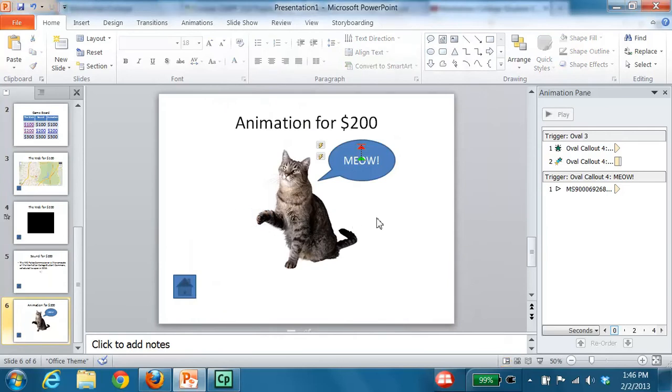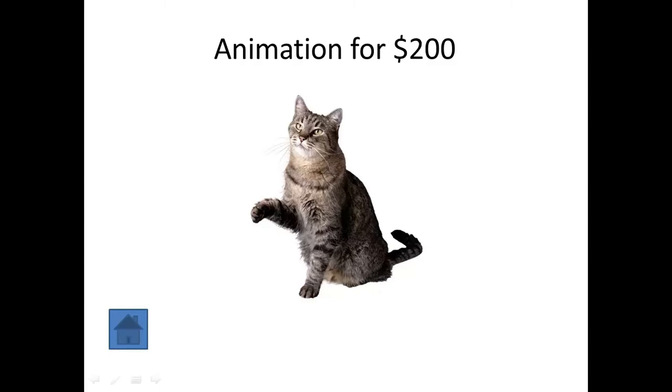And now shift F5 one more time. Here's your cat. Hover over the paw. Click. There's meow. Click the paw one more time. It waves. And then click the meow. And there's the meow sound.